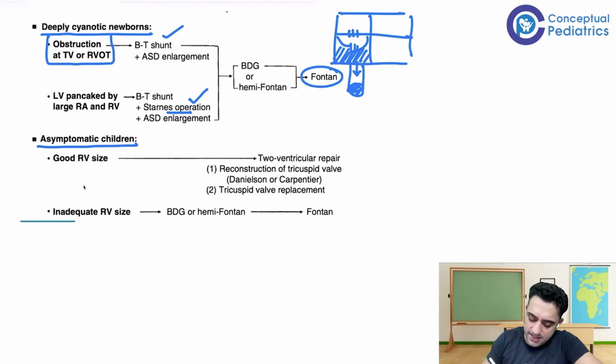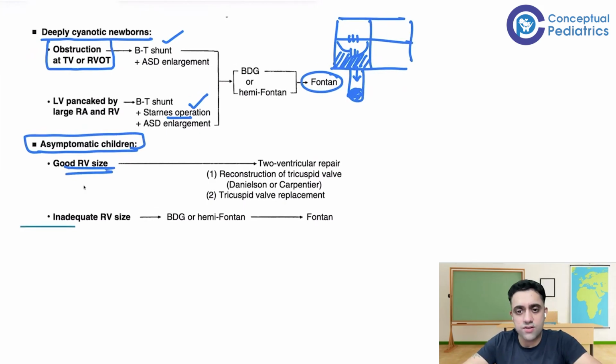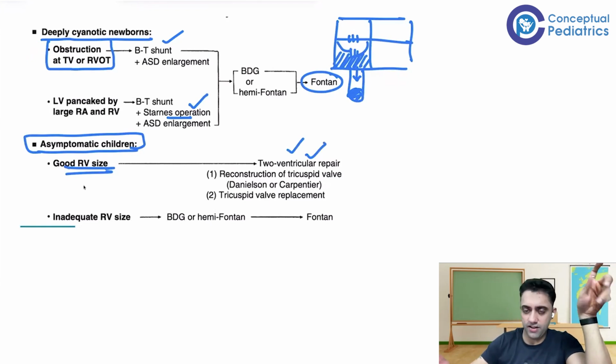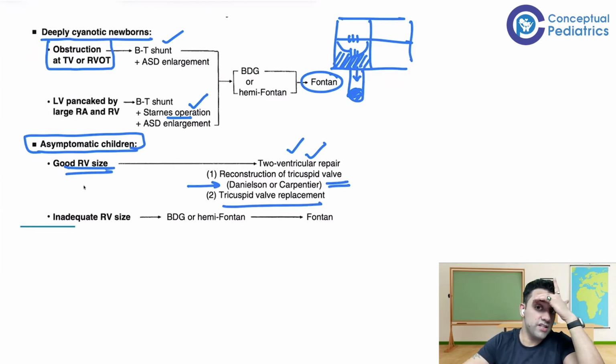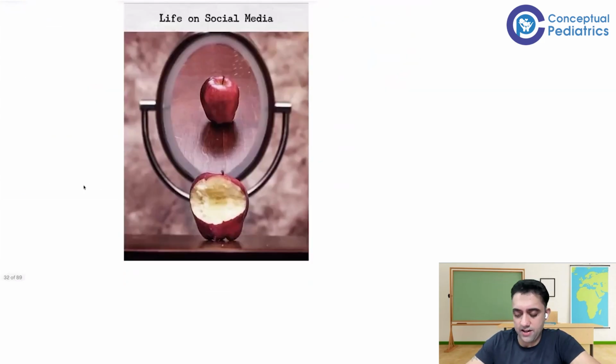In general, if the child is asymptomatic and the right ventricle is of fair enough size, a good size, we do something known as two ventricular repair. In one approach, I will reconstruct the tricuspid valve, which is known as Danielson or Carpentier. In another, I will do the tricuspid valve replacement. So first reconstruction of the tricuspid valve, and then tricuspid replacement. That is two ventricular repair, done in asymptomatic children for Ebstein anomaly.